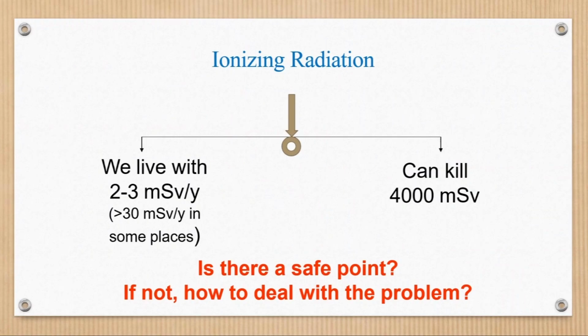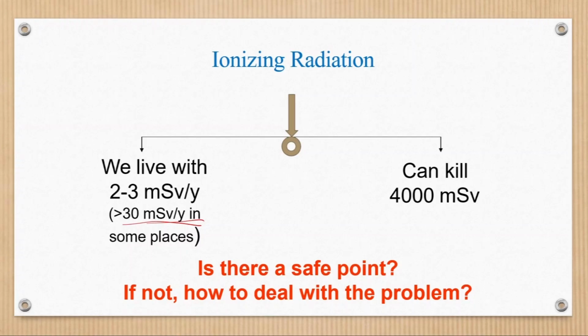Now ionizing radiations, we live with 2 to 3 millisievert per year and greater than 30 millisievert per year in some places. 30 millisievert per year in some places means areas which are the seaside, like coastal areas. In India, our coastal areas are highly exposed with thorium radioactive material. So those people residing in the coastal areas get a background radiation. They have the highest exposure of background radiation, 30 millisievert per year.